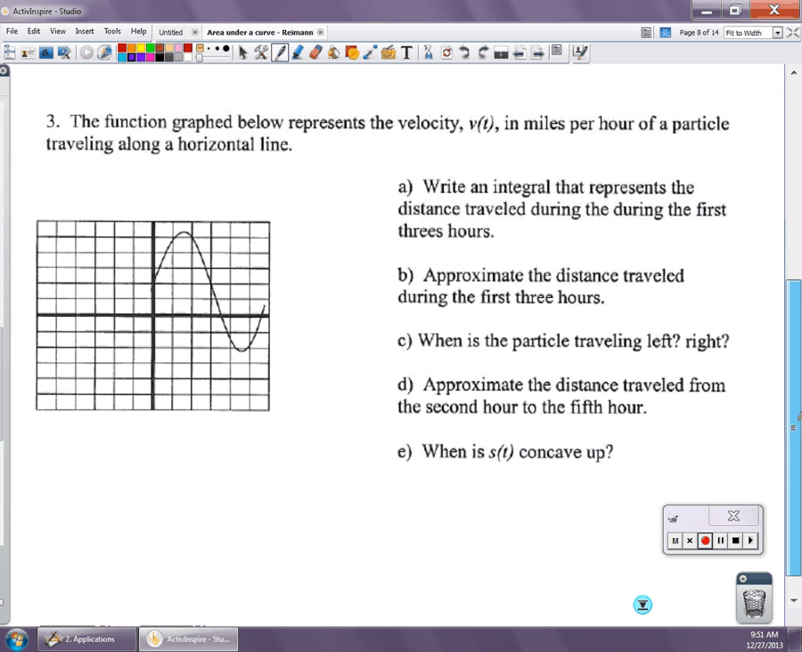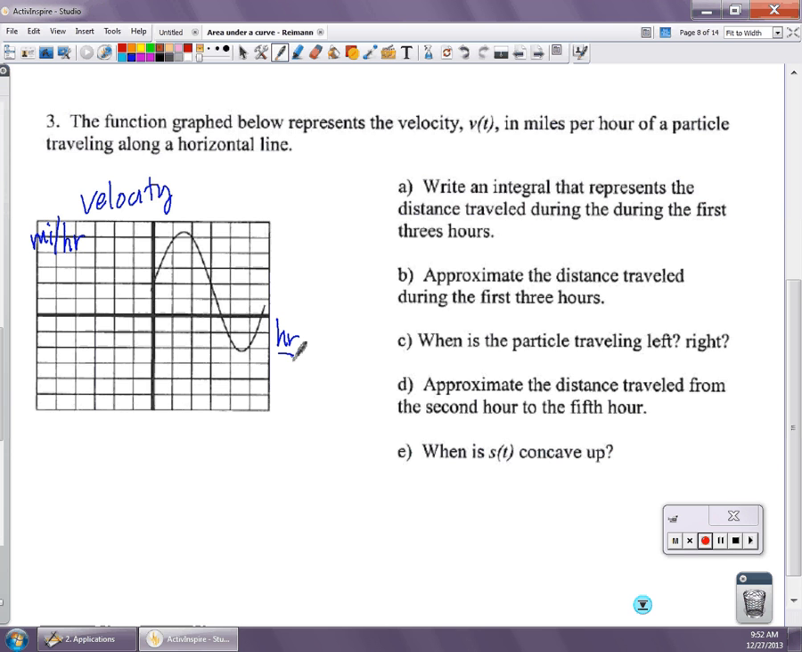Number 3, the function graphed below represents the velocity, v of t, in miles per hour. So this is a velocity function. It's measured in miles per hour, and the time is in hours. A particle is traveling along a horizontal line. Letter A: write an integral that represents the distance traveled. Now remember, for distance traveled, you have to make all of the negative area positive.